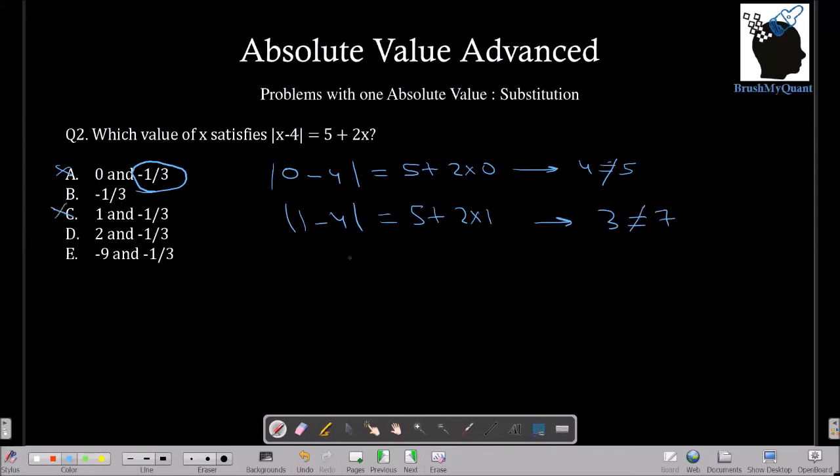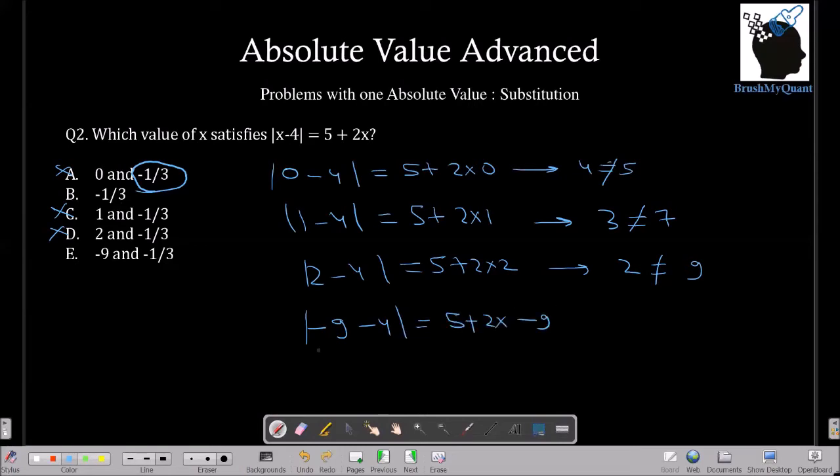Let's try option number D. So mod of 2 minus 4 is equal to 5 plus 2 into 2, which is nothing but 2 is equal to 9, which is not true. Let's try option number E. So mod of minus 9 minus 4 is equal to 5 plus 2 into minus 9. Definitely that is not true because left hand side is positive and right hand side is negative. And this is actually nothing but 13 is equal to minus 13, which is not true. So answer is option number B.